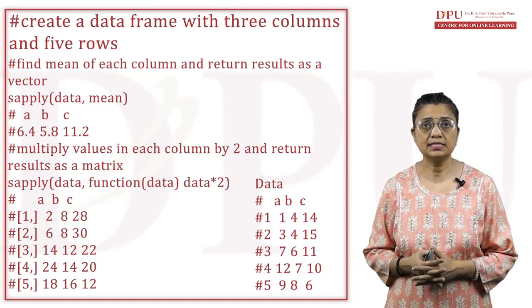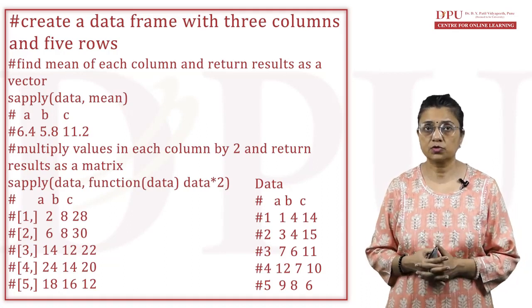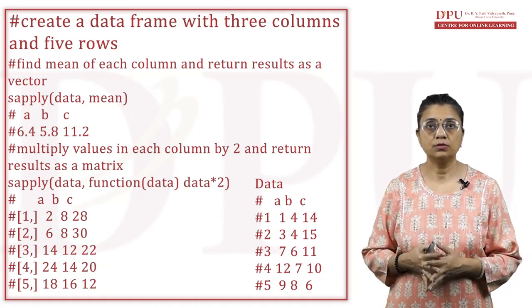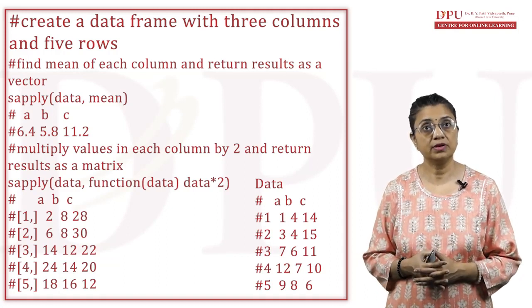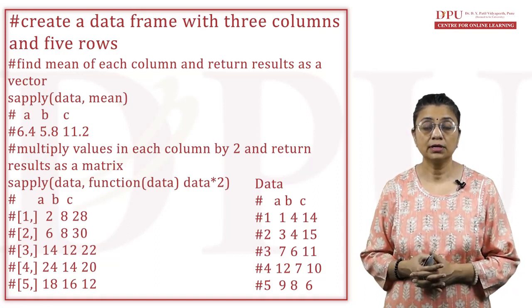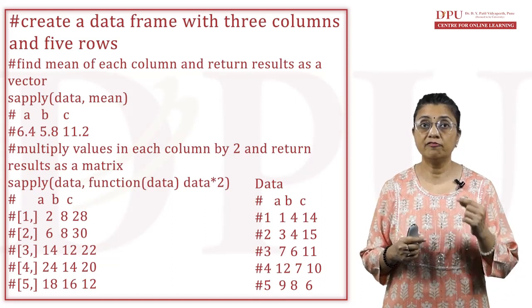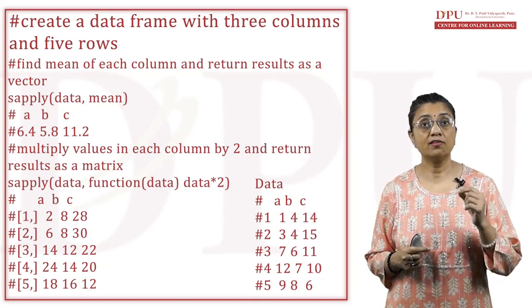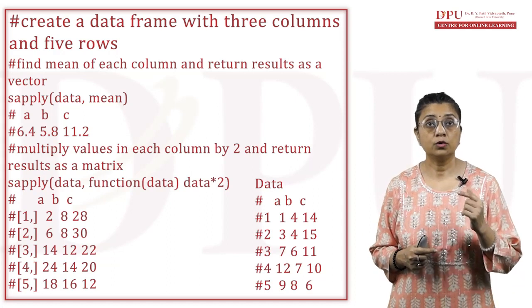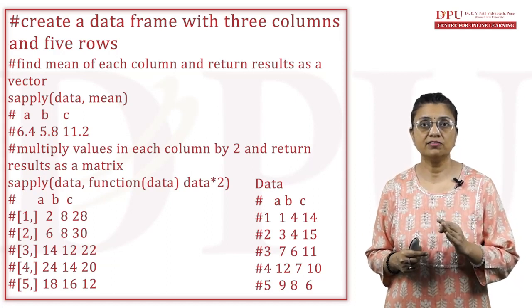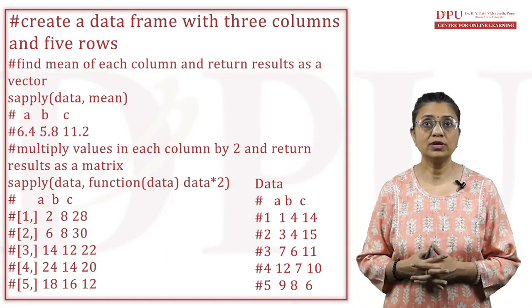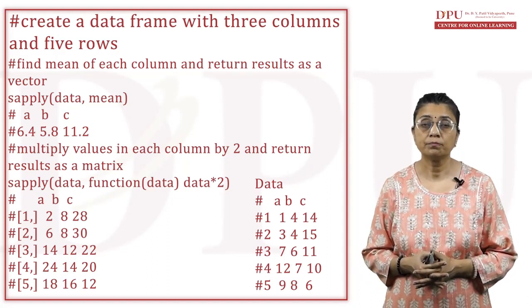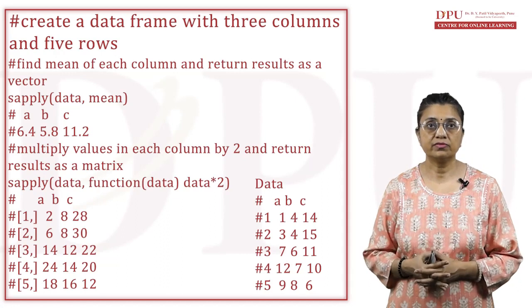Likewise, let's have a look at the next question. Multiply values in each column by 2 and return results as a matrix. So here what we are doing? We are multiplying every value by 2. Every value by 2 means each and every value is multiplied by 2. So which values are we multiplying? Let's have a look. And we are returning a matrix also.